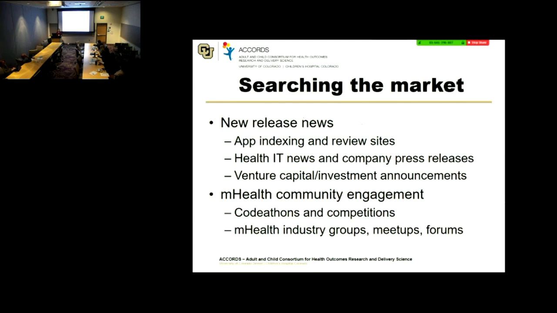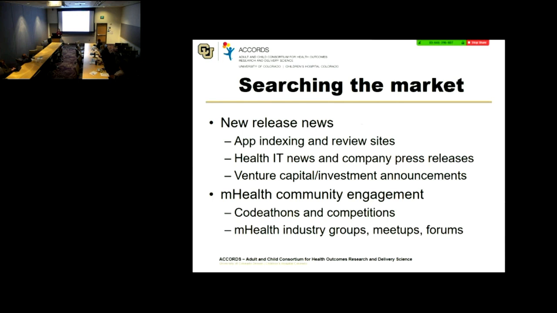You can also look for new release news, health IT news; venture capital companies will do announcements. This is where getting really familiar with complex Google searching can be very helpful. So you can search for the clinical area of interest plus mobile health, or plus digital health, or plus app, something along those lines, to look for top 10 lists. Things along those lines will help you find some of the existing solutions that are out there.